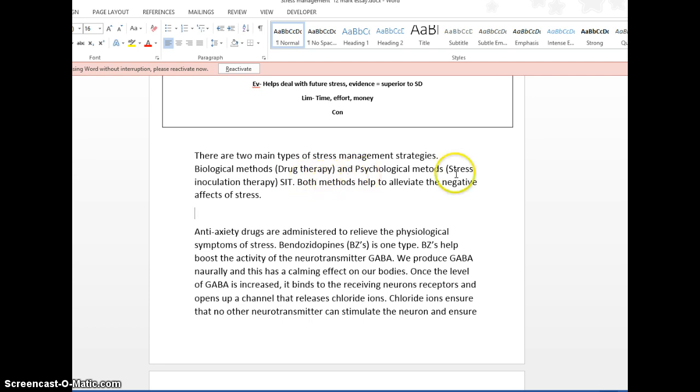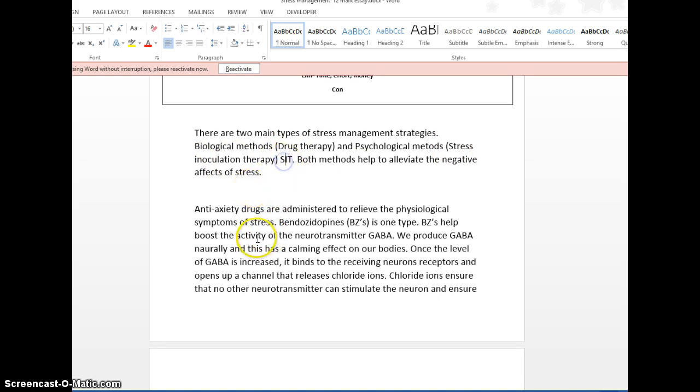Also, have you noticed that with stress inoculation therapy, when you have a particular name of something that's quite long and you don't want to keep writing it out, you can write it out in full the first time and then afterwards you can use an abbreviation. So that should actually be in brackets, but it doesn't matter for now. Okay, so now I can use SIT.